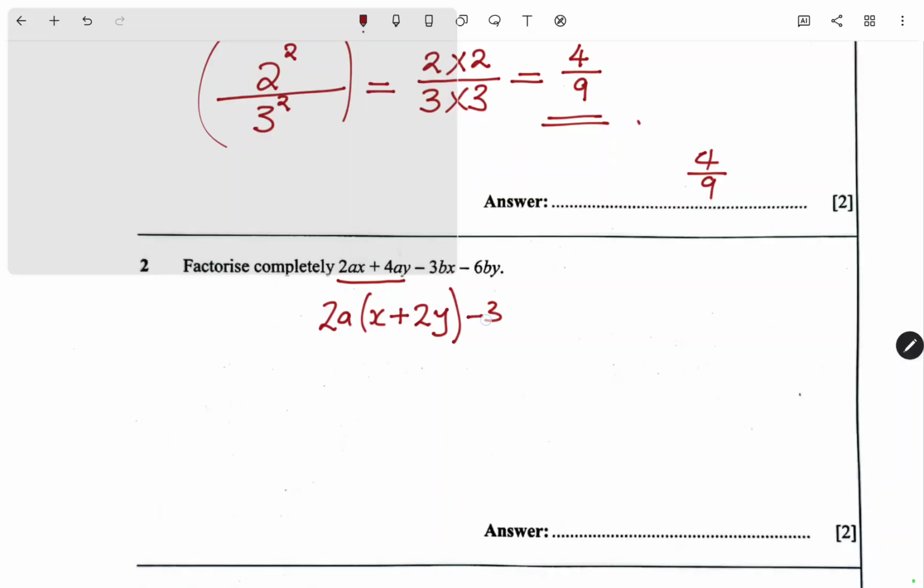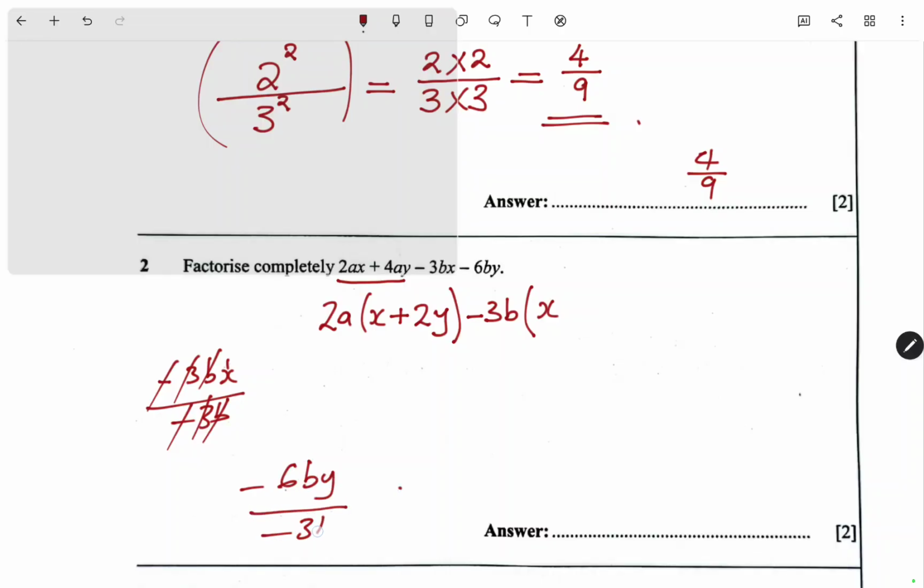It will be negative 3b. Open brackets. So here we're going to have negative 3bx over negative 3b. So negative, negative, positive. 3 and 3 divides. B and b will divide. So the only thing that remains there is x. Again, we're going to have negative 6by over negative 3b. So this and this divides. 3 into 6 is 2. B into b divides, remaining with y. So it would be plus 2y.